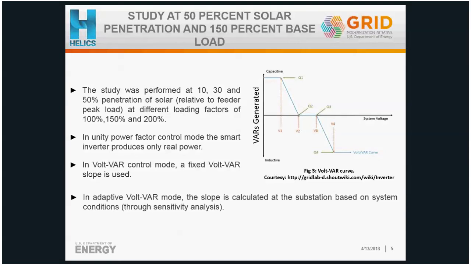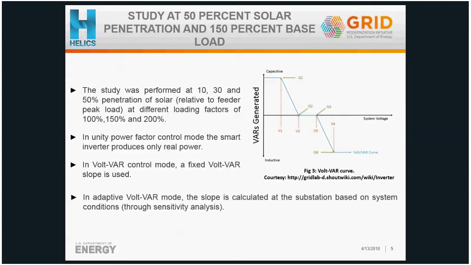to 200%. For all of these three cases, we studied the three different penetration scenarios, 10, 30, and 50% of solar. And we studied three different control architectures. The first one is a unity power factor for the solar smart inverters. The second one is a Volt-VAR curve based approach.